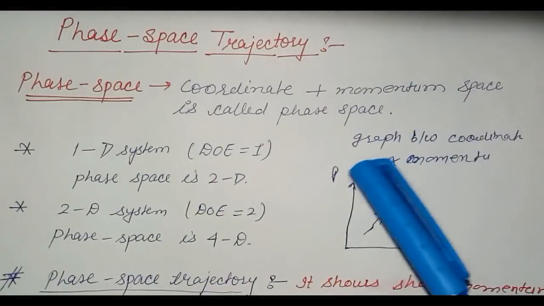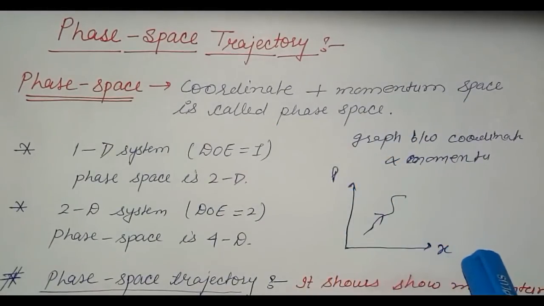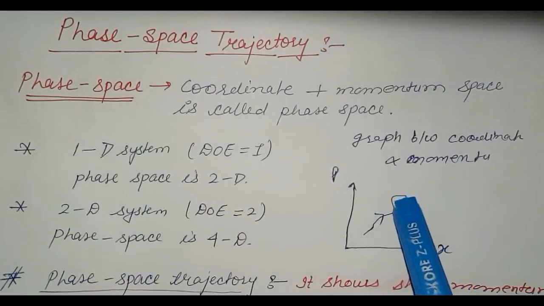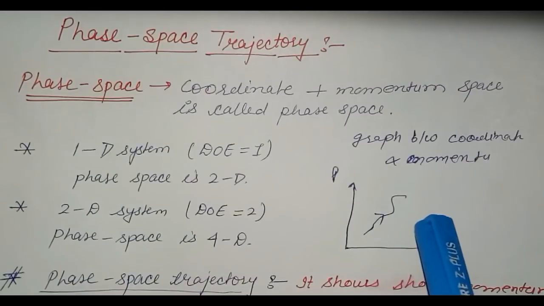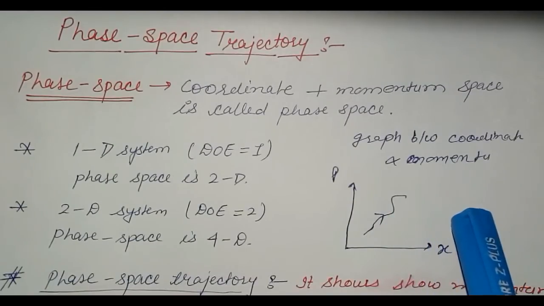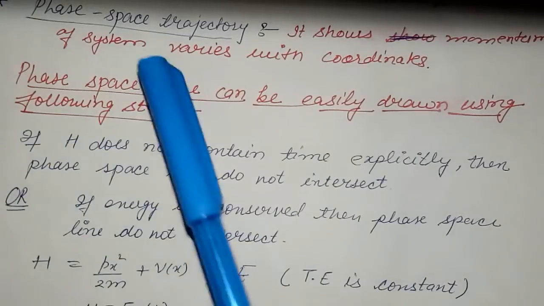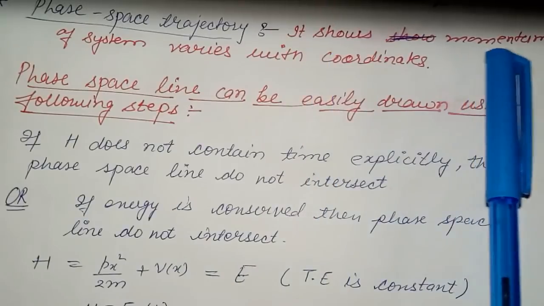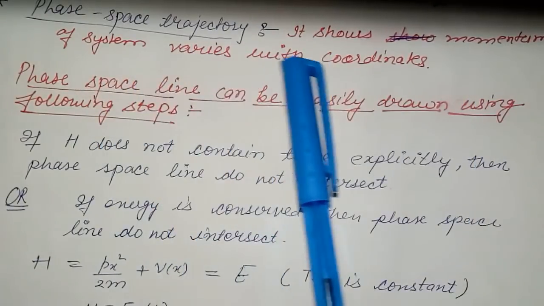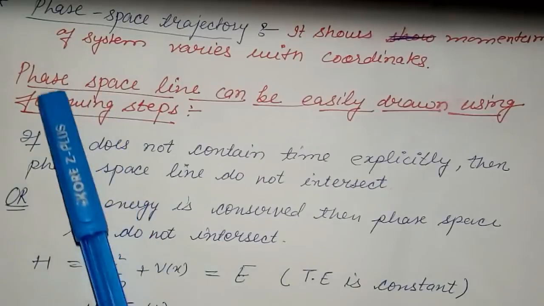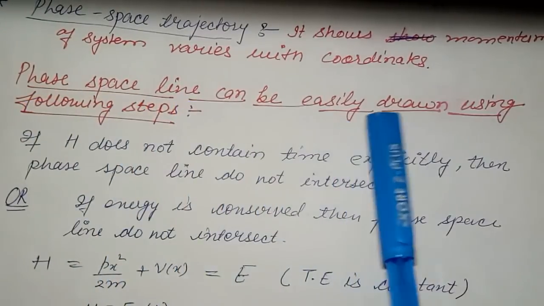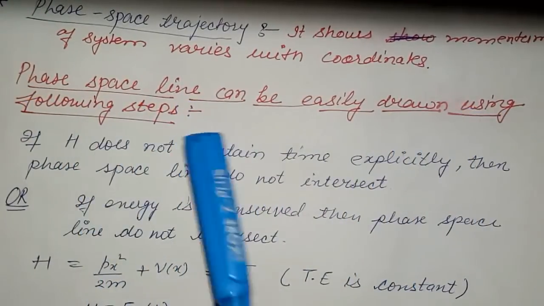We get a relation between momentum and its coordinate, and it will give us a curve that is the phase space trajectory. It shows the relation between momentum and coordinate of any object under some potential that will be constant or variable. So the phase space trajectory shows how the momentum of the system varies with coordinates. Now phase space lines can be easily drawn by using steps.